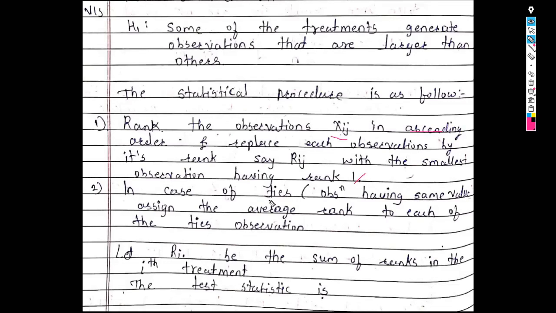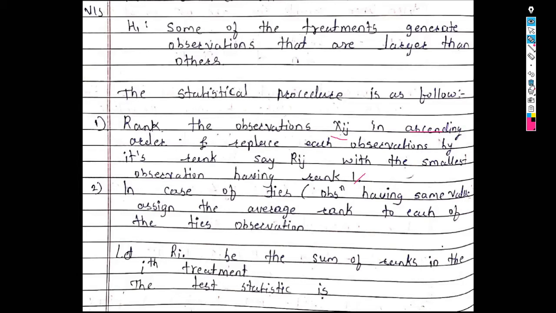But in case of ties, suppose there are tied observations in our data, then how do we rank those observations? In that case, assign the average rank to each of the tied observations. Suppose we have 2 tied observations, then find the average of the ranks of those observations and assign the same rank to both observations. Suppose Ri. is the sum of ranks in the ith treatment. Okay, so Ri. is the sum of ranks of observations in the ith treatment.